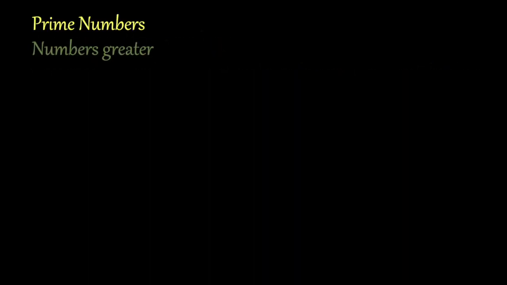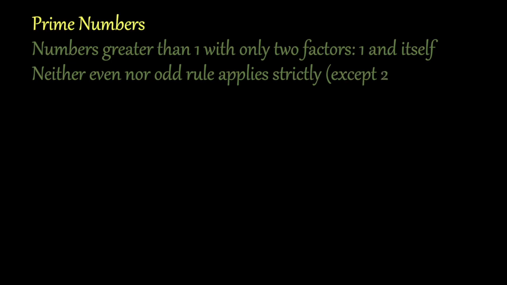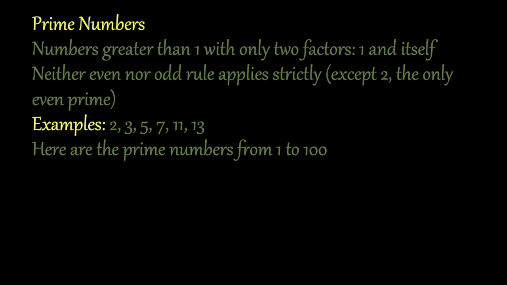A prime number is a number greater than 1 with only 2 factors, 1 and itself. It is neither even nor odd, rule applied strictly, except 2, the only even prime number; the remaining prime numbers are odd. Examples: 2, 3, 5, 7, 11, 13.